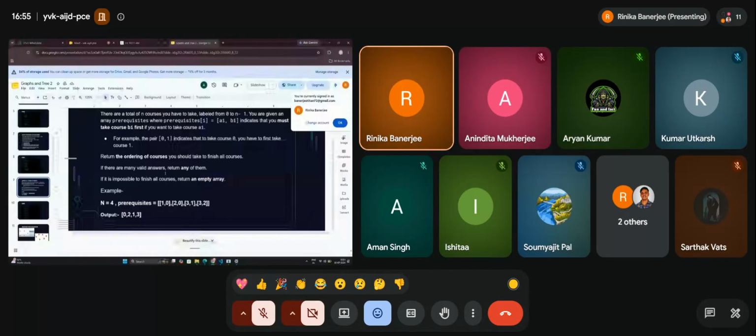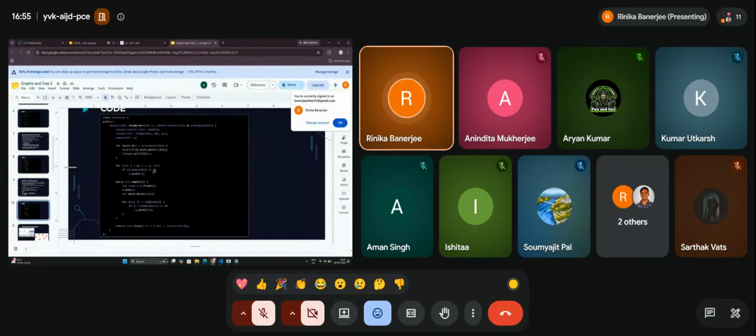So to check if it's impossible, we can directly apply Kahn's algorithm, and if you are not getting all the nodes, that means it's not possible. So we'll basically return an empty array. So this is the code for using BFS, that is Kahn's algorithm. But you can do it using DFS. I want you to do it using DFS.